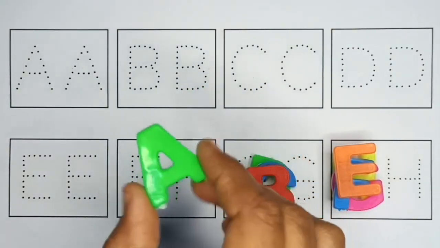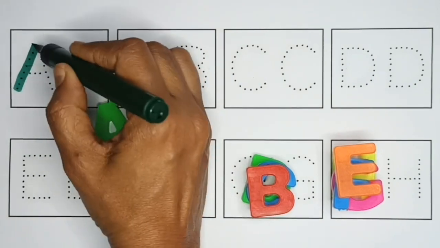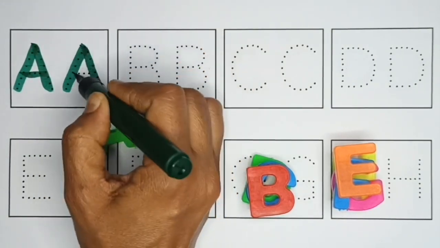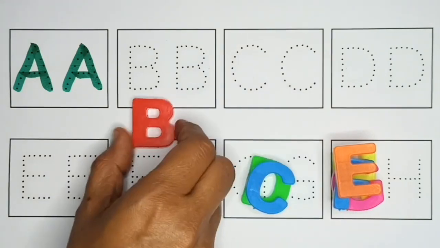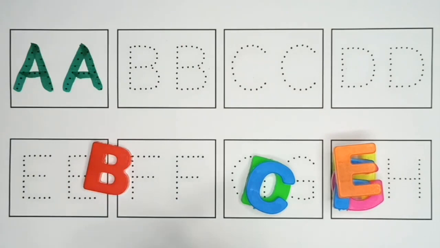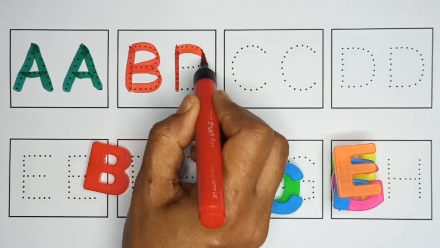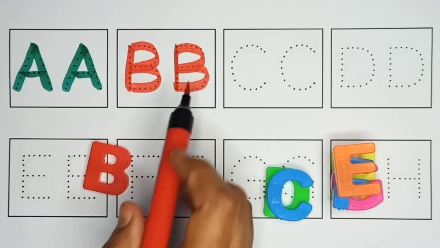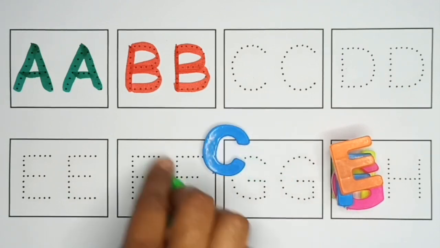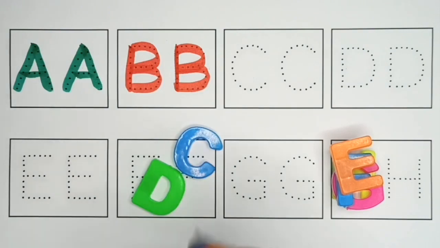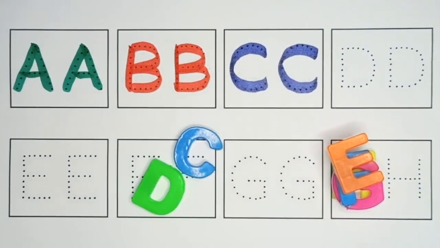A, green color. A for apple. B, red color. B for ball. B. C, blue color. C for cat. C.